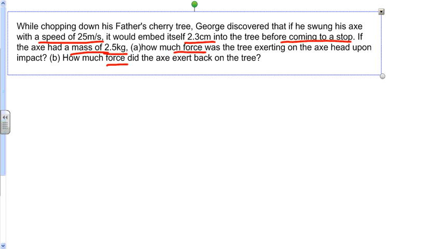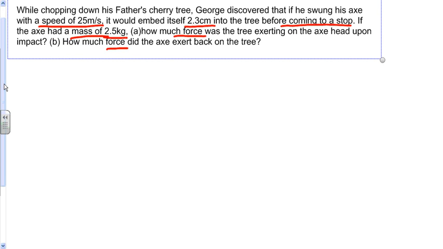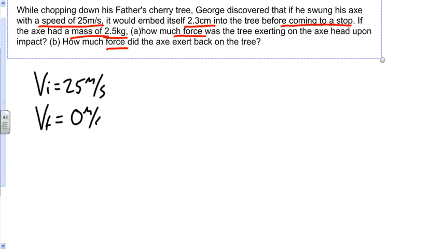So I'm going to make a list of everything that was given to us. I think the best way to start one of these problems is just to make a list to see what we have. So what were we given? Well, it said it had a speed of 25 meters per second, and then it also said it came to a stop. So that speed of 25 meters per second is the initial speed. So VI equals 25 meters per second. We also know that it came to a stop, so our V final is 0 meters per second.